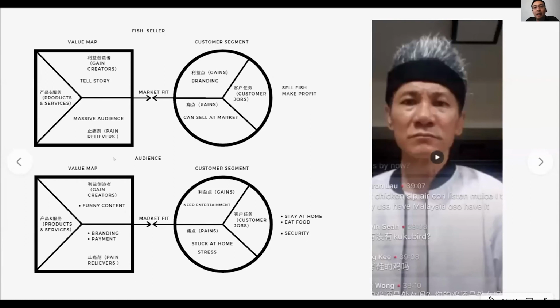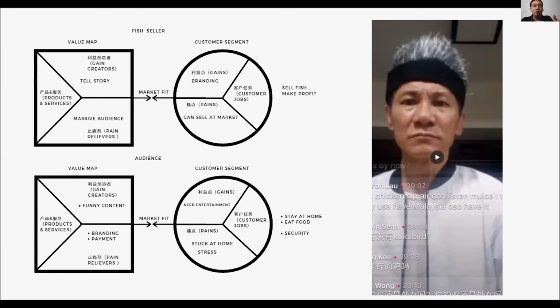Okay, let's see another customer segment, which is the Wang Lei audience. So what is the Wang Lei audience's job? Their job is to stay at home, just to be clever, stay at home, don't come out because of the circuit breaker in Singapore. Another job is that they need to eat food, and also they need to feel security. They have to buy from a very proper brand.